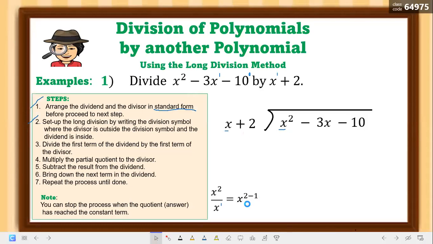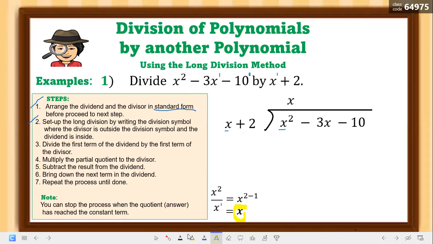So since this is x squared over x, di ba merong 1 dyan? Kaya 2 minus 1, that is simply x. Meaning to say, the quotient of this first term is x. Ito yon. Okay? Etong x na to, ilalagay natin dito sa taas ni x squared. Yun kasi yung quotient nila, or we call that partial quotient.